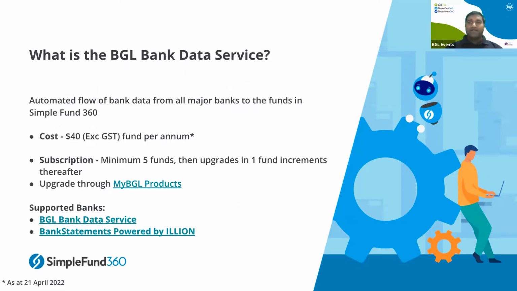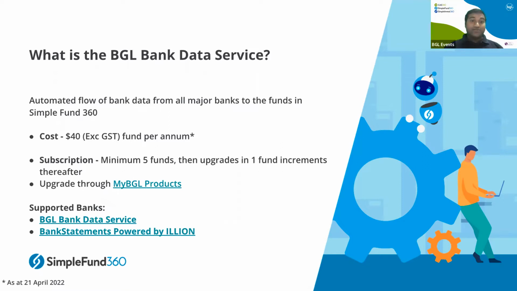Similar to the base funds as well, if the service is taken up, it's a minimum of 5 funds and then singles afterwards. So if you have, for example, 19 funds that you want to set up on the BGL Bank Data service, that's perfectly fine. You can pay for those 19 funds. You don't have to pay for 20 or in blocks like you may have in the past.